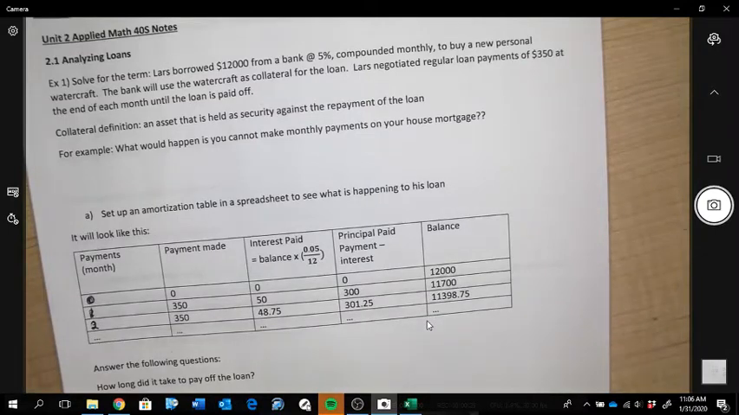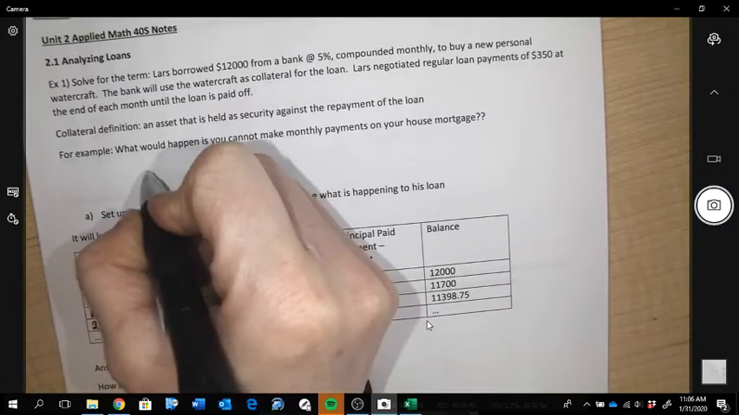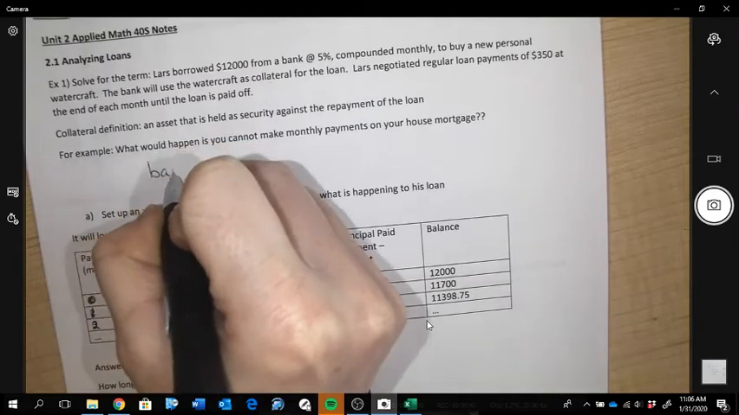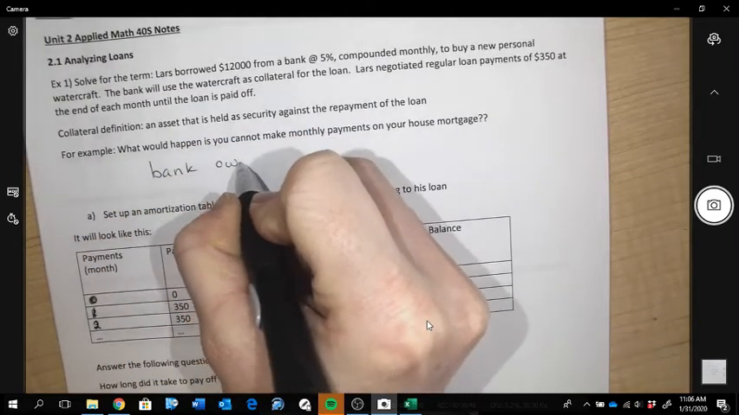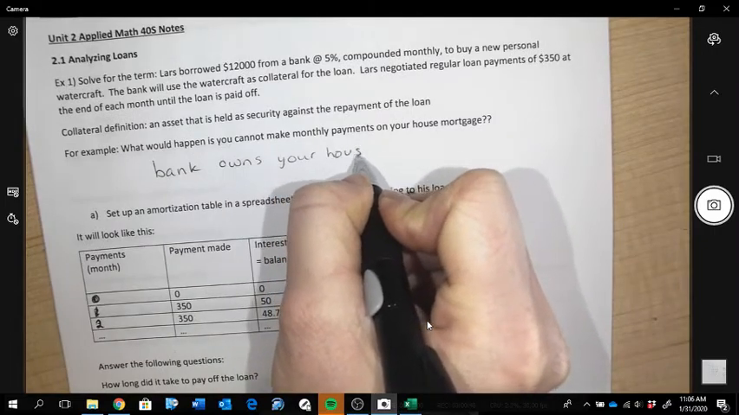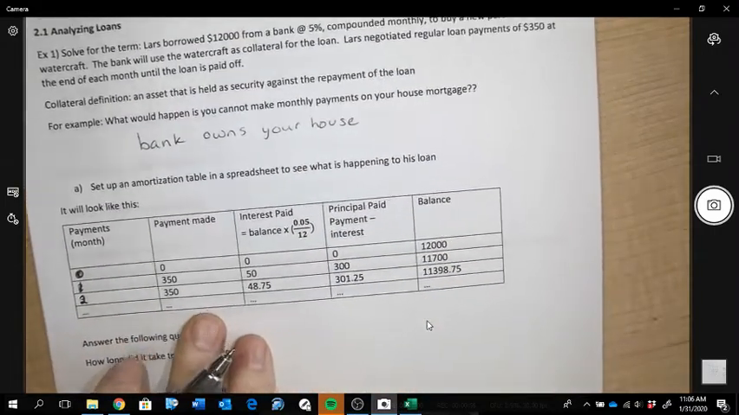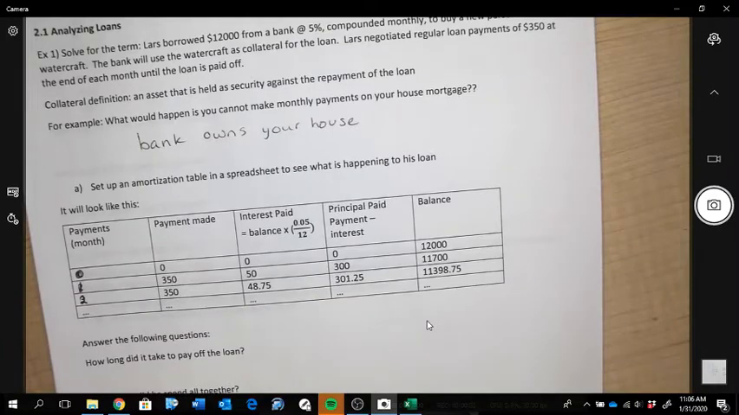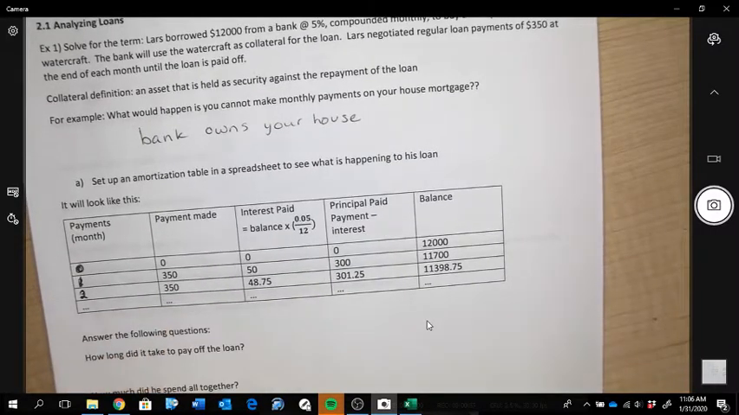Okay. So the definition of collateral is an asset that is held as security against the repayment of the loan. So, for example, what would happen if you can't make that monthly payment? The bank would then own your house. So if you can't make your payments, the bank will then claim your house and they will own it.